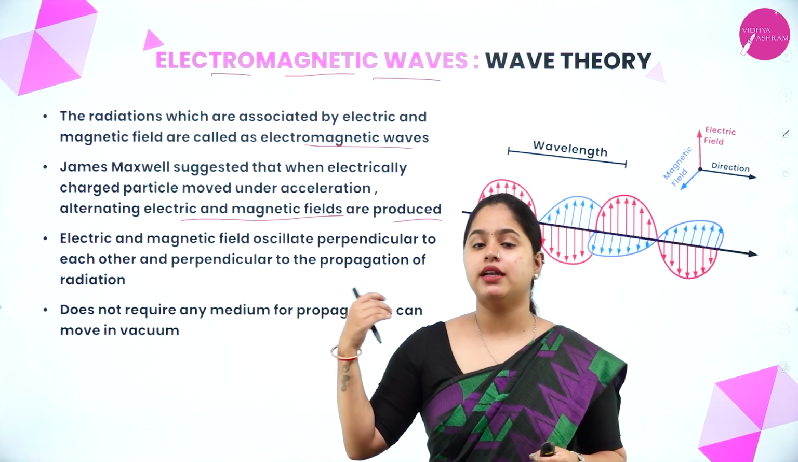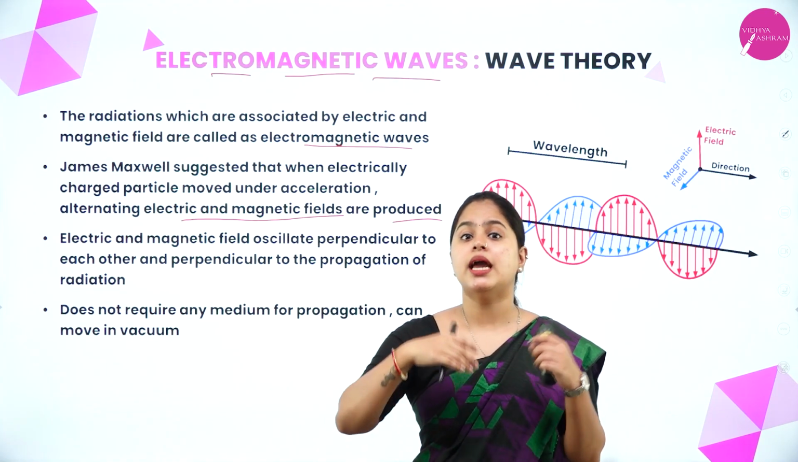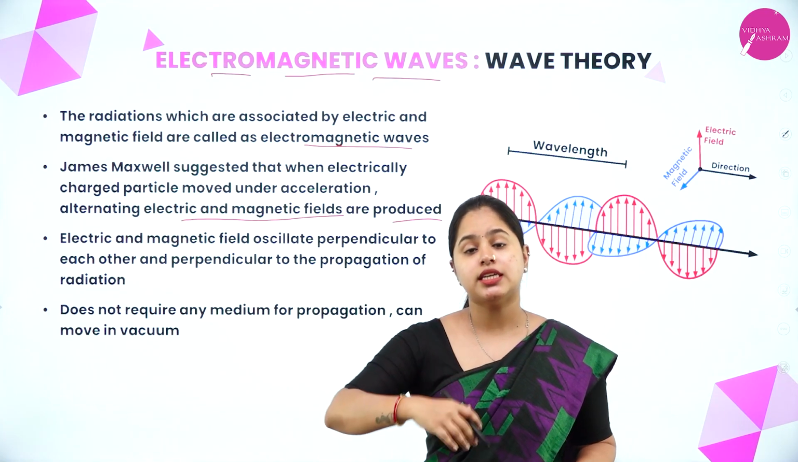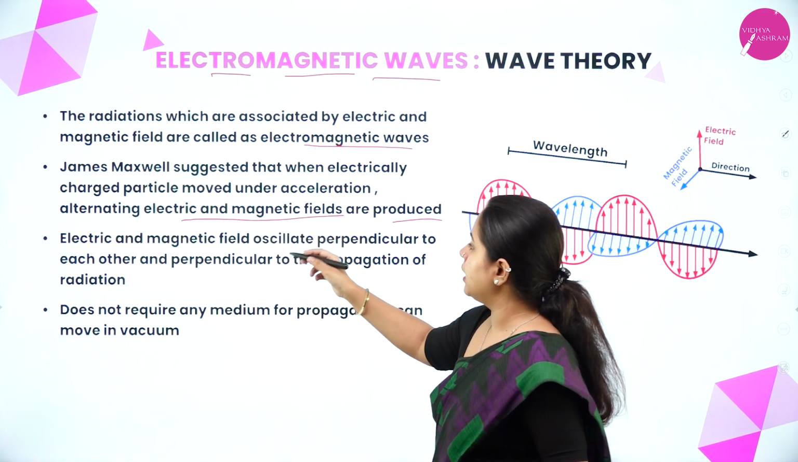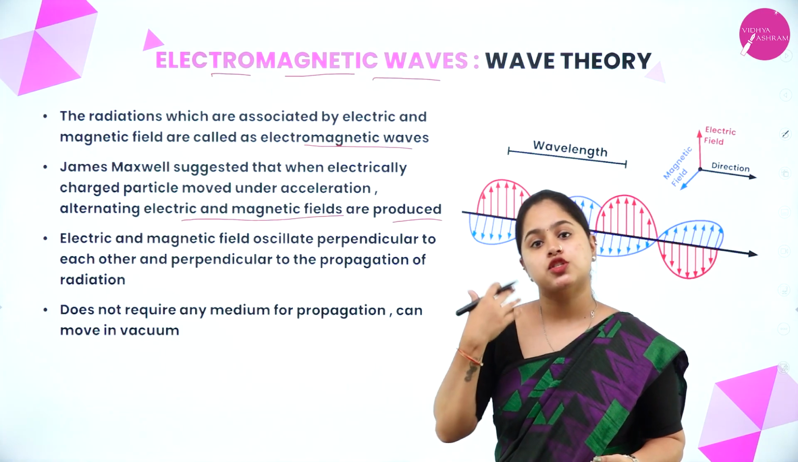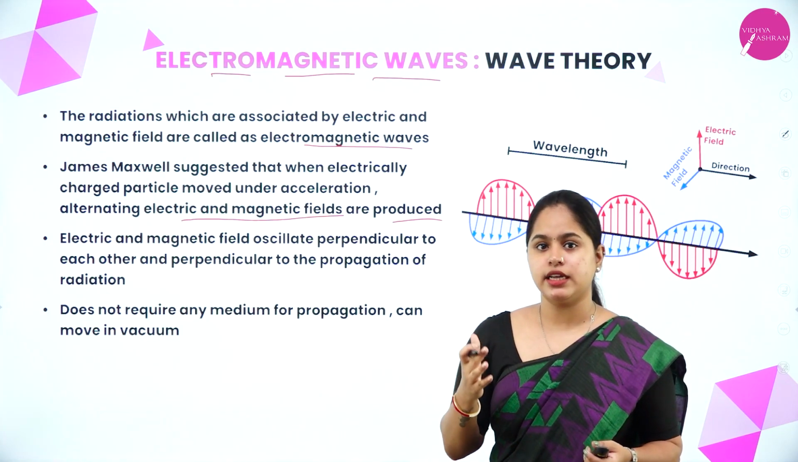So when charged particles are accelerating, they emit radiations. Yes, so these radiations which are emitted is in the form of electric and magnetic fields, right? So in there also we discussed, right?